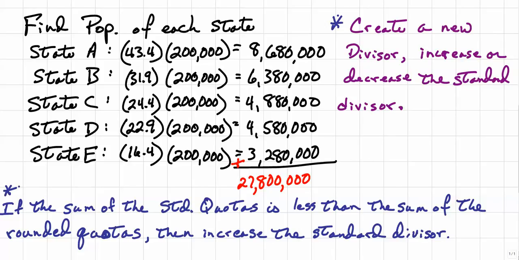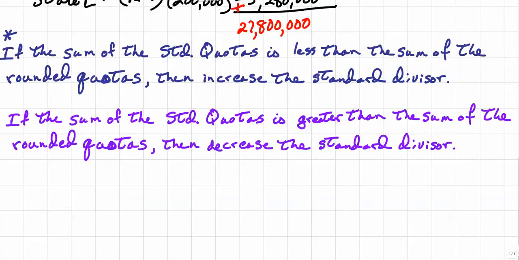Now, if the sum of the standard quotas is less than the sum of the rounded quotas, then increase the standard divisor. You may have to do this a few times, and this is simply trial and error to get to the point where the sum of the standard quotas is equal to the sum of the rounded quotas. If the sum of the standard quotas is greater than the sum of the rounded quotas, then you will decrease the standard divisor. So in this case, we're going to use the second option because the sum of the standard quotas is greater than the sum of the rounded quotas.